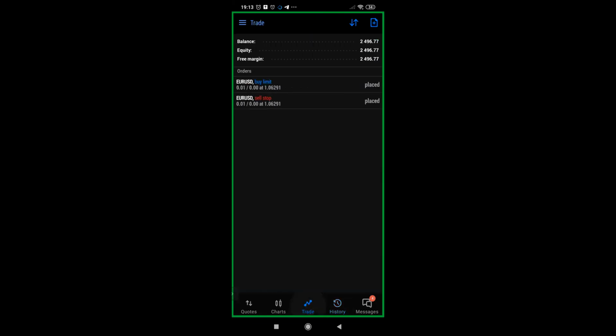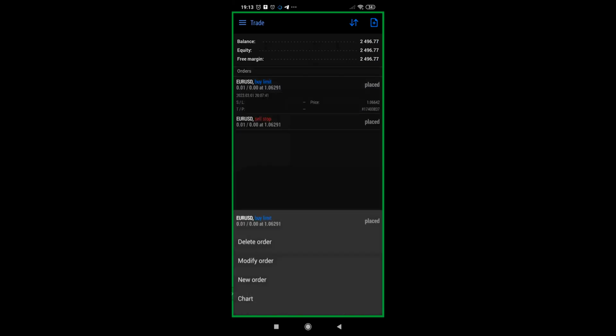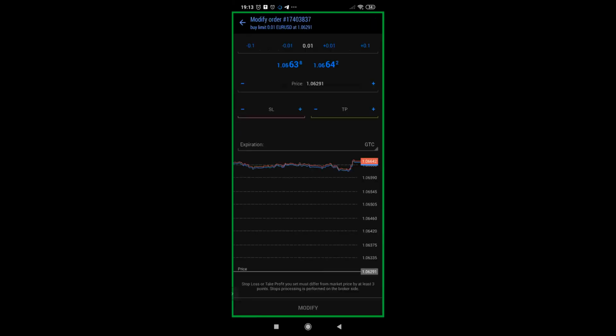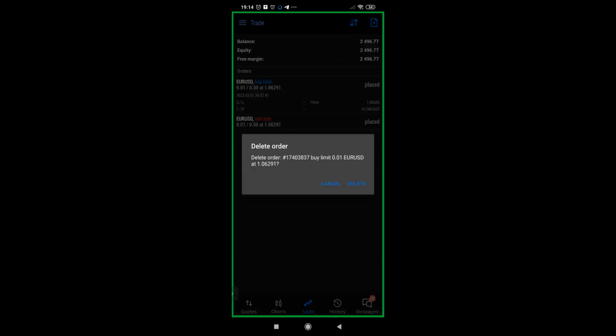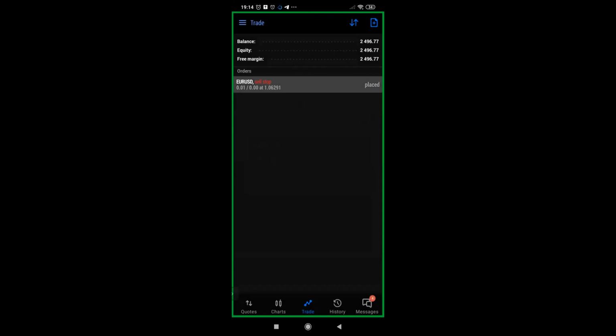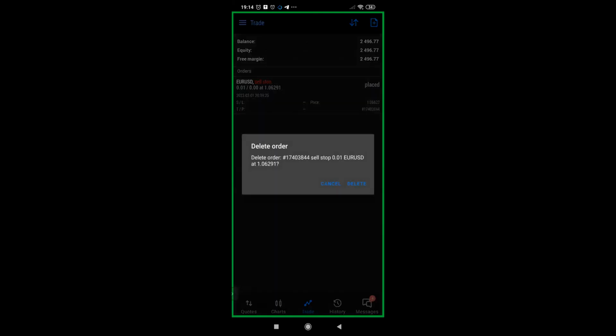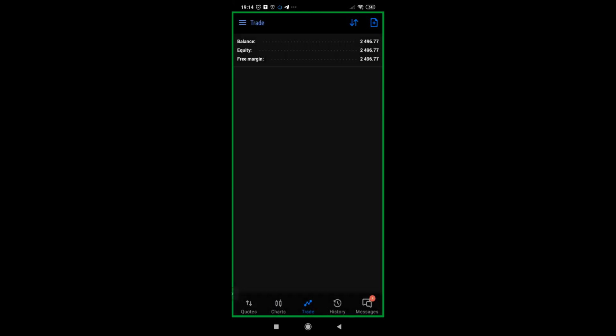For pending orders, you can also modify them. You can change the price at which you set to enter the market. You can change the stop loss and take profit. You can modify, or you can delete. I'm just going to delete both orders since we didn't analyze before we put them. So that is that about orders.